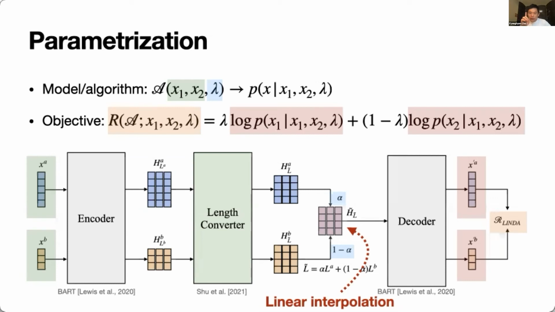Now it's a linear interpolation in the hidden space, not in the original space. Given this interpolated version, we use a single decoder to decode out both x1 and x2. That's how we compute the log probabilities assigned to both x1 and x2 and take the weighted sum to compute the objective function. We train the whole thing end to end, and we often start with the encoder and decoder that were pre-trained as BART on a single sentence reconstruction task.